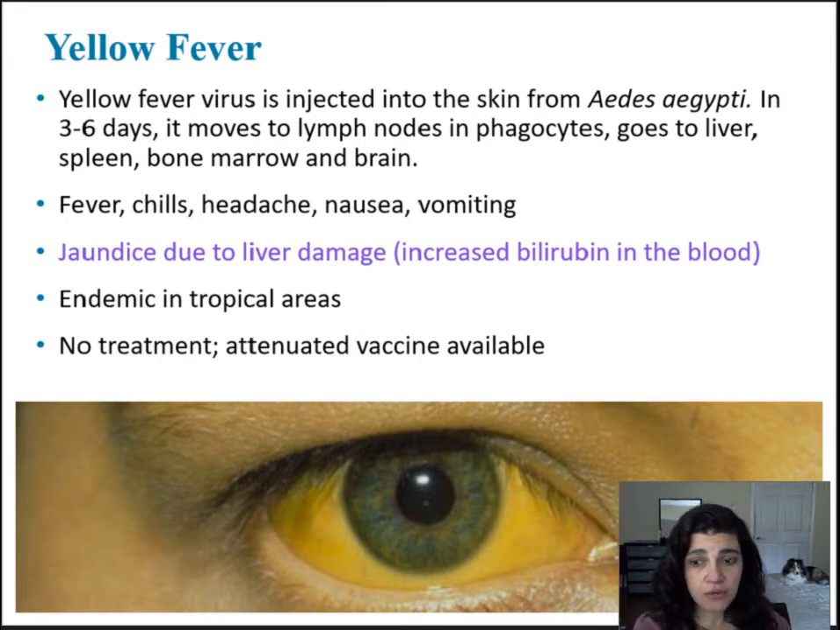Severe yellow fever can be deadly. So if somebody has some of the symptoms that we talked about, which are general symptoms, you should look for a doctor if you're in an endemic area. Between 30 and 60% of patients with severe disease die.